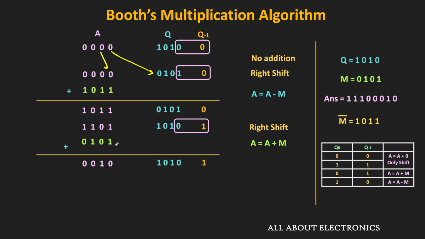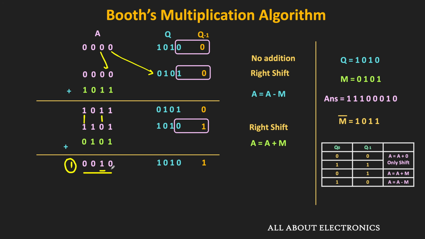Here if you see, this 1 plus 1 is equal to 0, and there will be a carry of 1. This 1 will come over here, and if we move to the next column, once again this 1 plus 1 is equal to 0, and there will be a carry of 1. Once again, this 1 plus 1 is 0, and there will be a carry of 1. Here, this carry will be neglected.